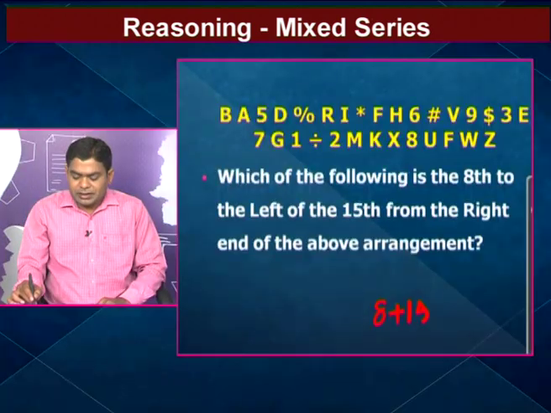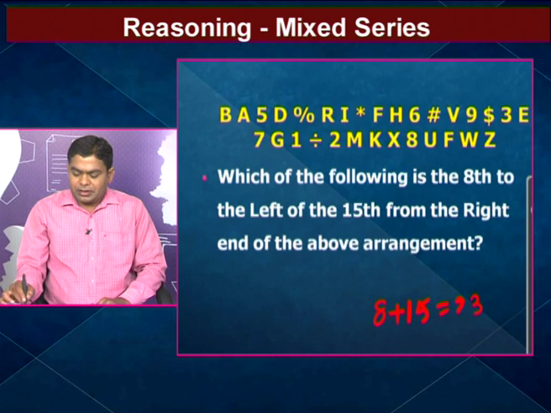The given numbers are 8 and 15. Since opposite directions are given in the question, we add the given numbers. 8 plus 15 is 23, so we get 23. The question's ending direction is right, which means we count from the right end. So the 23rd from the right is our answer.